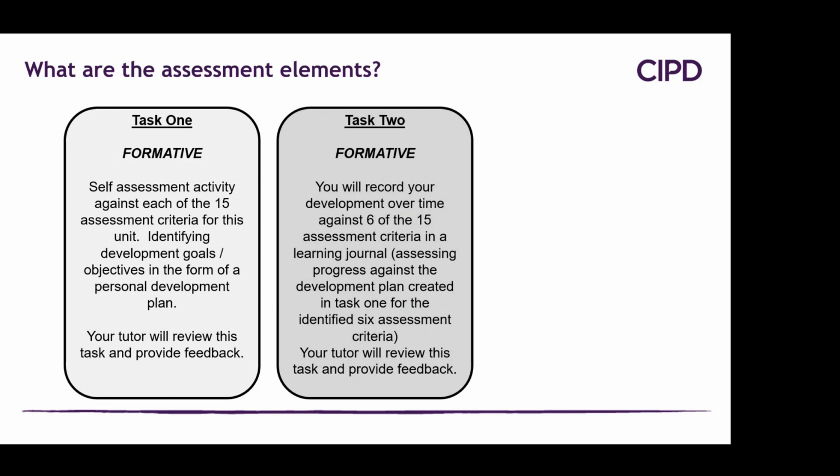And in task 2, you will produce a learning journal over the course of the unit for 6 of these assessment criteria, which are nominated in advance. And you will then begin to build your evidence and your plan, etc., for the activities you've engaged with and how this has contributed to your professional skill and behaviour development. Again, your tutor will provide you with feedback on this particular task, but they will not mark it.